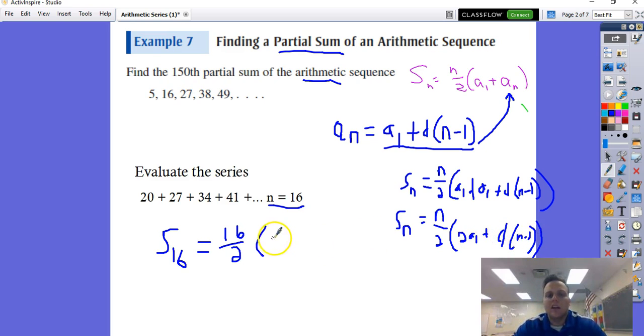Alright, so let's do that. 2 times the first term, so the first term is 20. That's a 20. Plus the common difference. Okay, what is the common difference? 20, 27, 27, 34, 34, 41. The common difference is 7. Times, how many terms do I have total? 16. What is 16 minus 1? 15. So put 15 right here. And now I can just jab all this in a calculator.